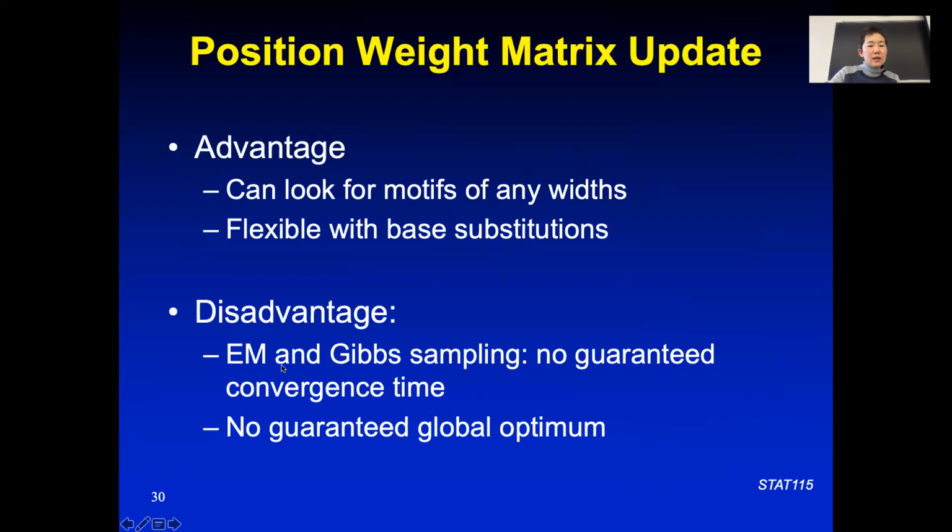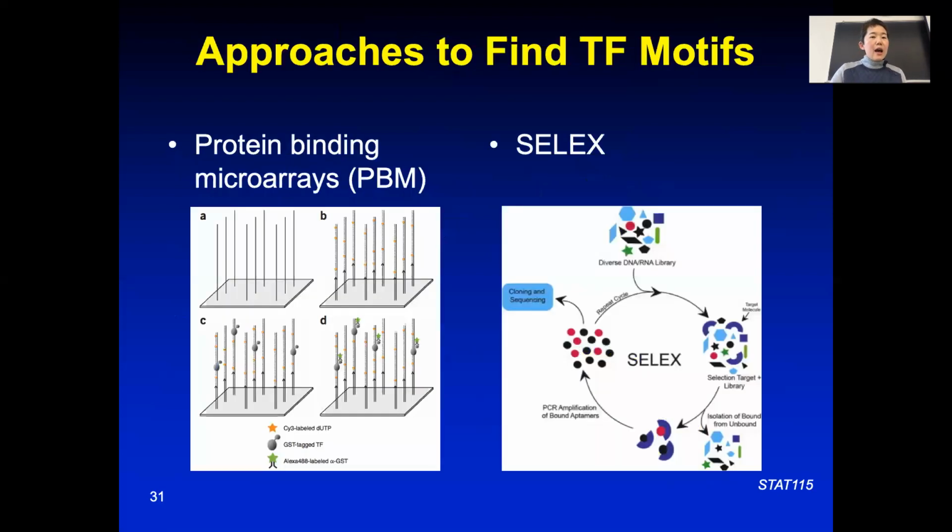The disadvantage is that there is no guarantee that you will converge. Imagine if there's no motif, then you will just keep running. It's always changing, you never converge onto something. There's also no guarantee that you will go to the global optima. You might get stuck in a local optima, right? So you might want to start a number of times.